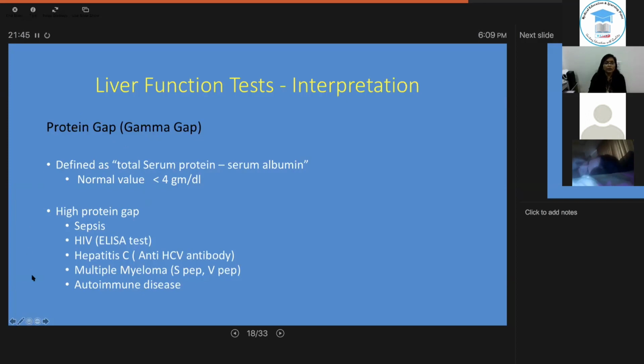So what are the causes of raised gamma globulin? In a liver disease patient, we think of autoimmune disease as a pathology of the liver. The patient can have multiple myeloma. In hepatitis C also, we have hypergammaglobulinemia. HIV also. Sepsis, another important cause. So just by looking at a raised gamma gap, look at so many conditions we can suspect, and we should further do investigations to confirm them.